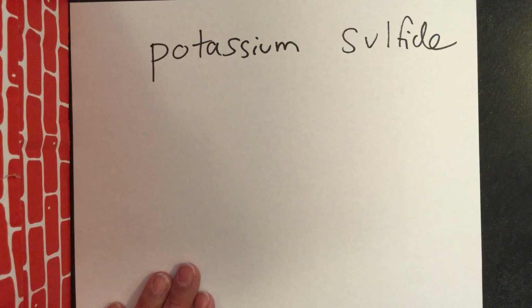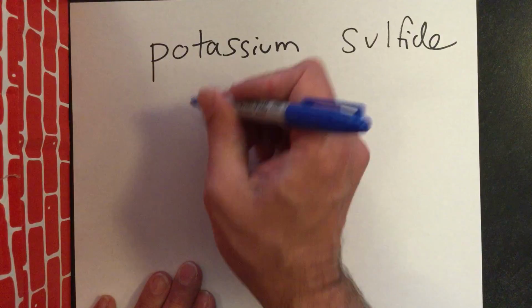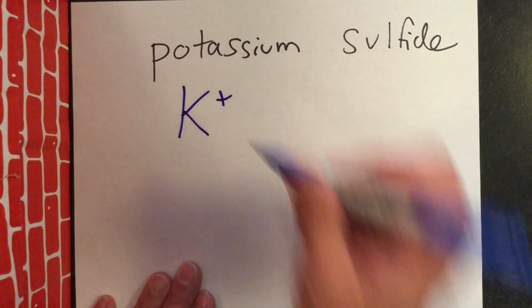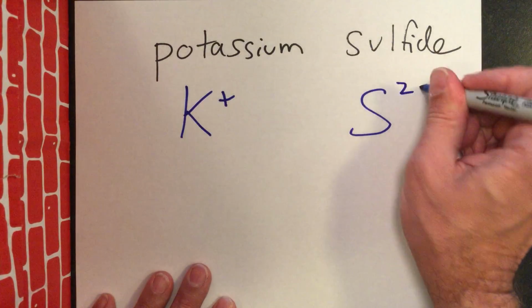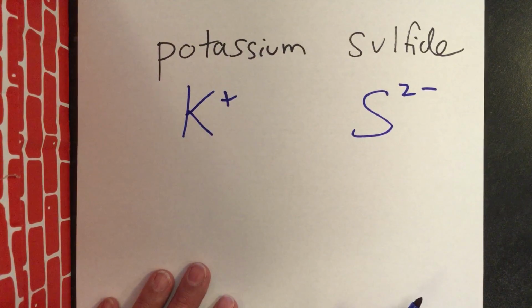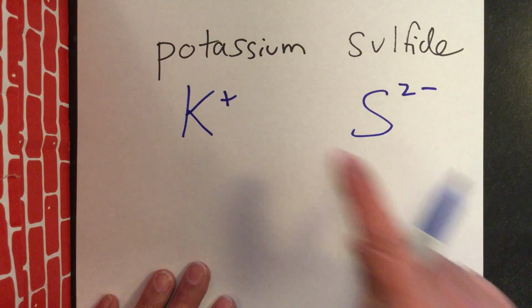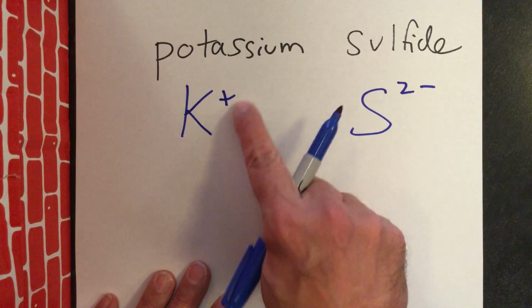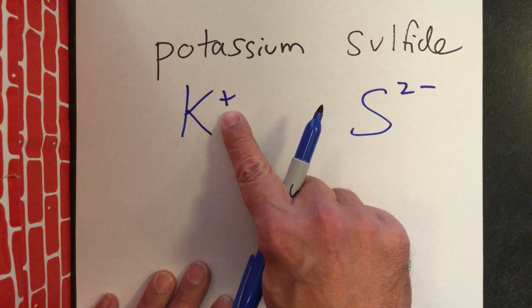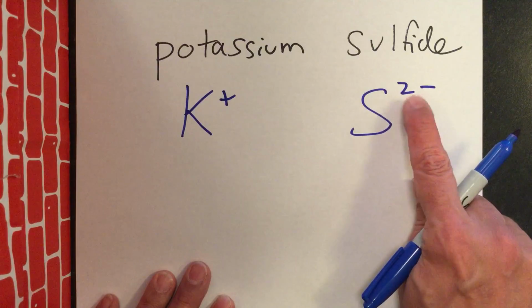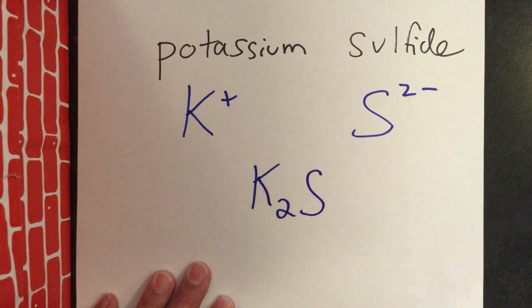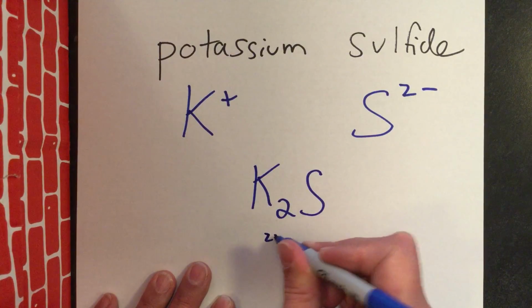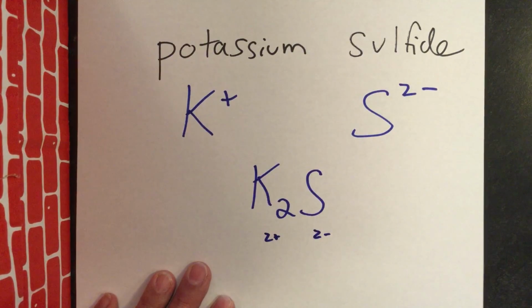All right. Potassium sulfide. When you look at your magic periodic table of ions, you'll see potassium is K with a plus. Sulfide is S with a 2 minus. They do not match. Now, you could go this route. I think I'm going to need 2 pluses to balance off these 2 minuses. And so my formula is K2S. See, I'll have 2 pluses balancing those 2 minuses.